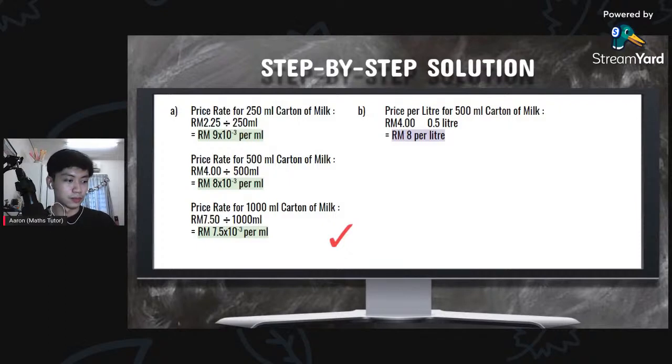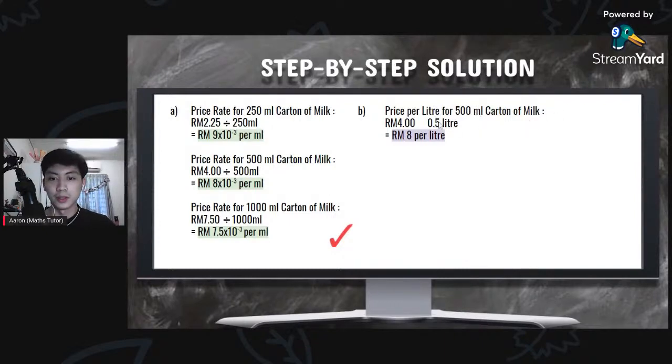No question, right? Okay, here we move on to B, which is the price per liter. Just now they wanted the price per ml. Now it wants the price per liter of 500 ml carton milk.